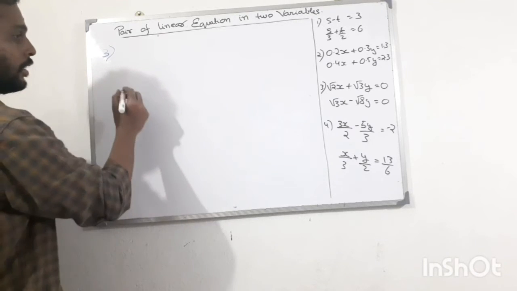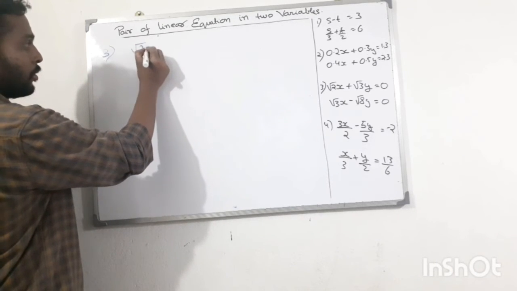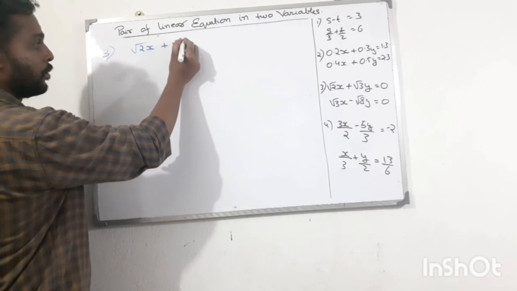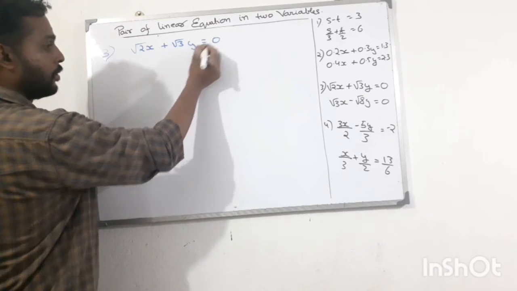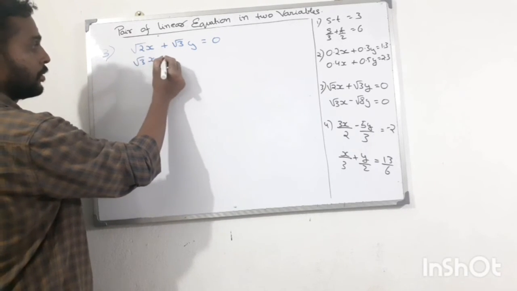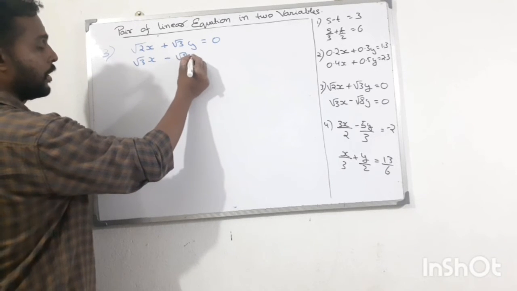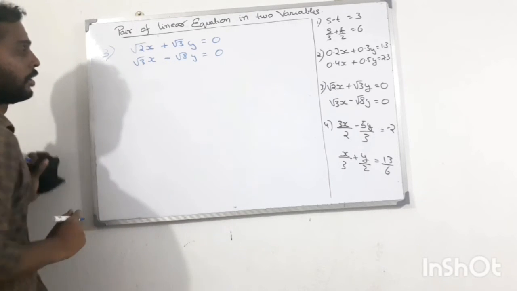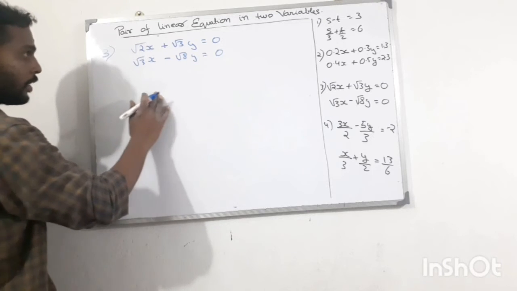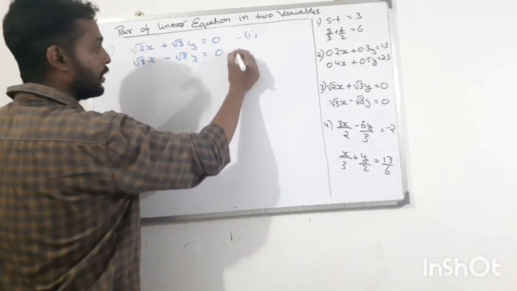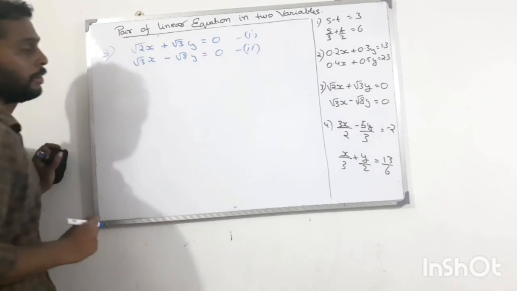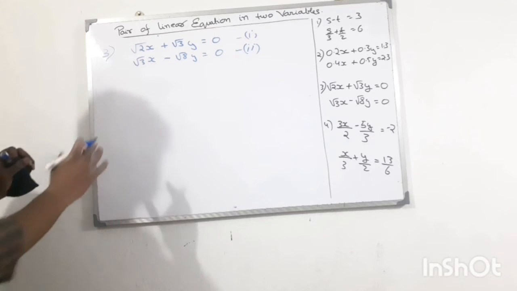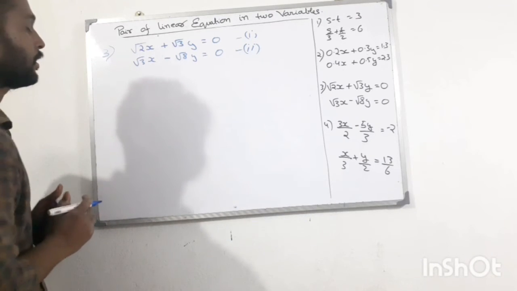Third number: root 2x plus root 3y is equal to 0, and root 3x minus root 8y is equal to 0. So this is our equation 1 and this is our equation 2. We did not have to change these equations, simply take this equation as 1 and this equation as 2.